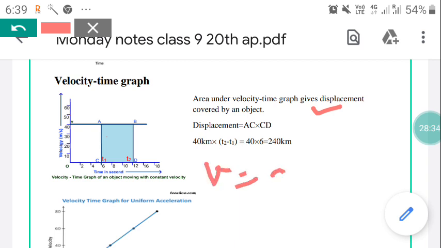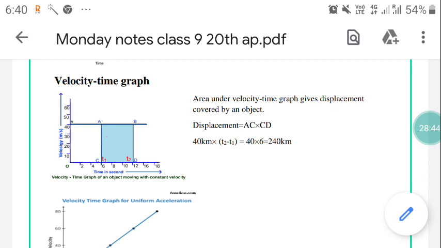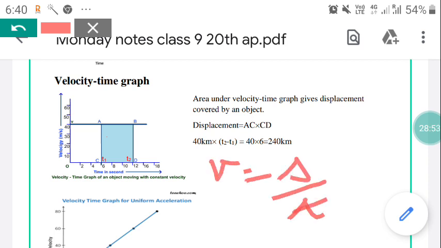Velocity is equal to displacement upon time. Just cross multiply it. So what does it become? Displacement is equal to velocity into time. V is equal to S upon T. Cross multiply, S is displacement. So S is equal to V into T.